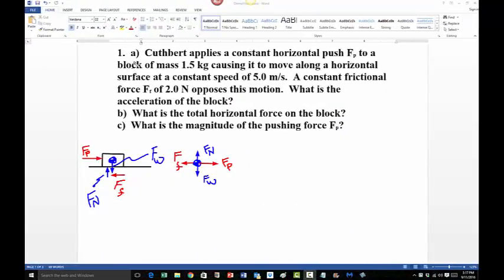Demonstration problem 1. Part A: Cuthbert applies a constant horizontal push F sub P to a block of mass 1.5 kilograms, causing it to move along a horizontal surface at a constant speed of 5 meters per second. A constant frictional force F sub F, of 2 newtons, opposes this motion. What's the acceleration of the block? Part B: what is the total horizontal force on the block? Part C: what is the magnitude of the pushing force F sub P?